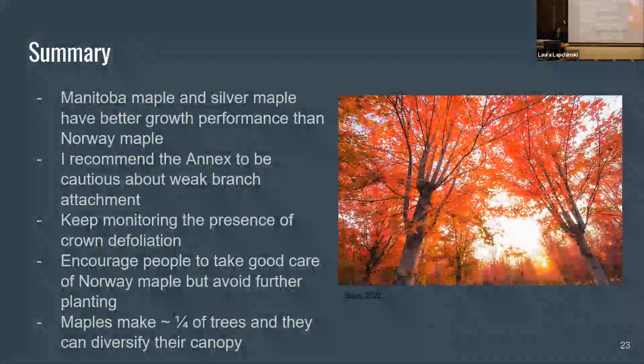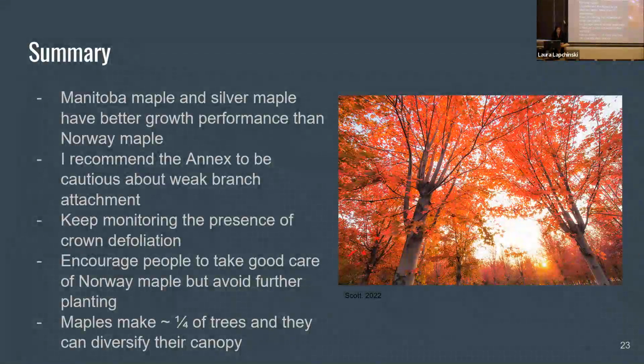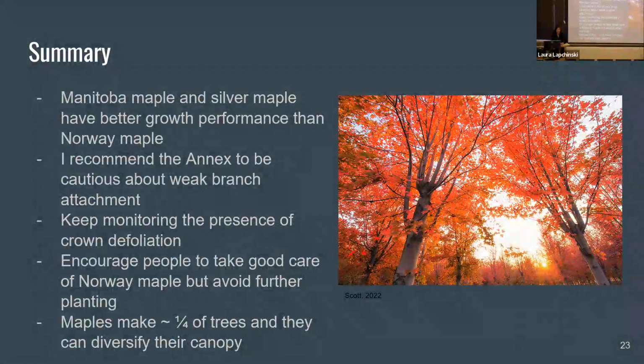Since Norway maples do not perform as well as Manitoba maple and silver maples do, I recommend the Annex encourage people to take good care of Norway maples, although they are invasive in Toronto, and avoid planting Norway maple in the future, which they already tried. Maples make up about a quarter of all trees in the Annex, and they can diversify the canopy.